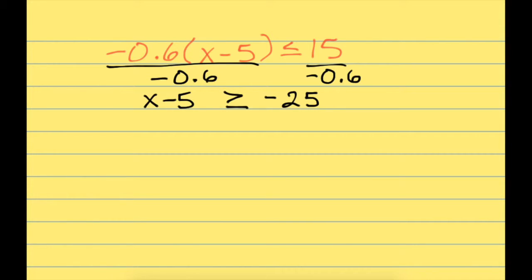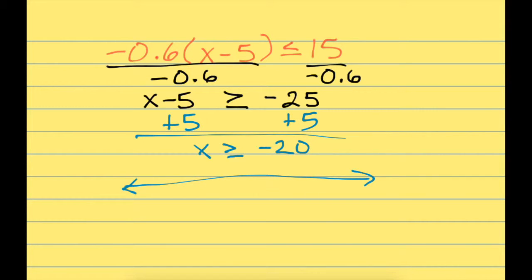Our last step in this inequality is to add 5 to both sides, bringing us to x is greater than or equal to negative 20. Again, if they ask us to graph that, take our number line, we'd start at negative 20, and since we have greater than or equal to, we'd put a closed circle there, and all of the numbers that are greater than or equal to are to the right.